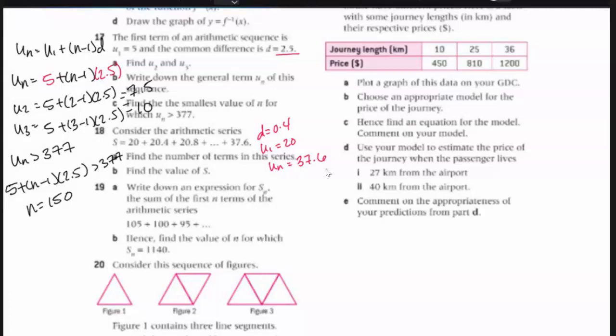So, first off, if I want to find the number of terms in this series, I can use my u of n formula. So let's write it down here. U of n equals u of 1 plus n minus 1 times my common difference. I know u of n is 37.6. U of 1 I know is 20, plus n minus 1 times my common difference of 0.4. I can use nsolve to find n to figure out how many terms I have in my sequence.